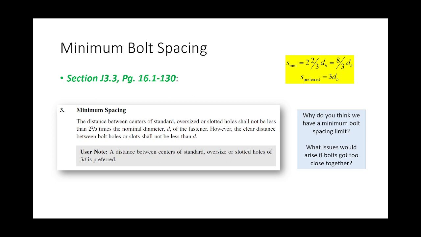So according to typical structural bolt geometry, if your bolt spacing is at least 2 2/3 times the bolt diameter. So for a 3/4 inch diameter bolt, that means that the minimum bolt spacing is 2 inches. So if your bolts are at least 2 inches apart, then you should be able to tighten them without issues with constructability. Does that make sense?